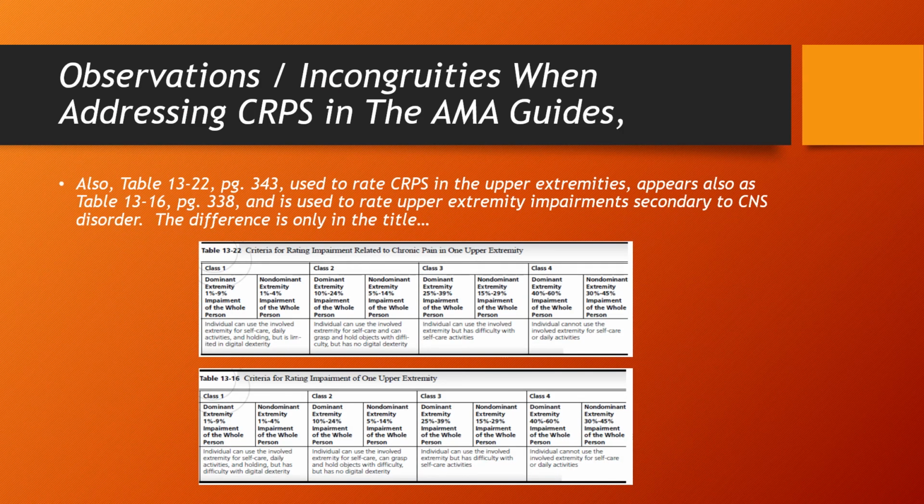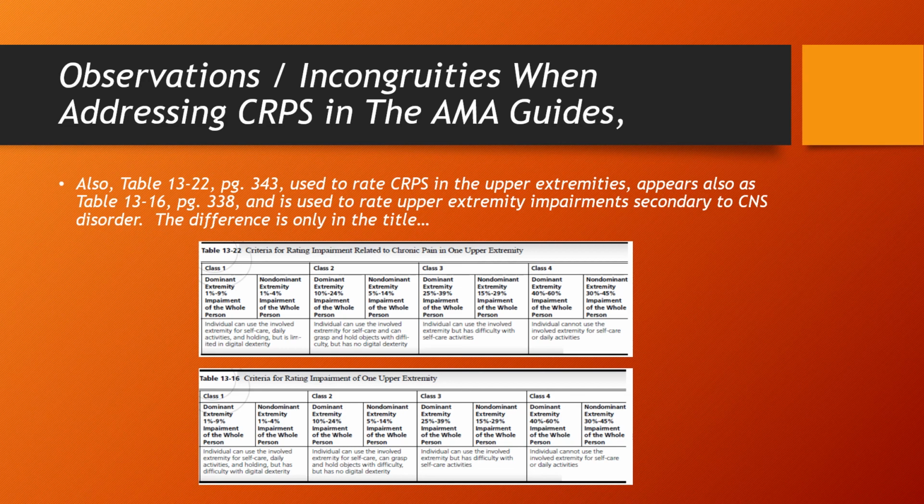Okay, we have one more, I promise. Let's take a look at this one. Now, I'm not stating it's a problem, I'm just making an observation. It appears that the Guides don't differentiate between rating for an impairment of one upper extremity and rating for chronic pain secondary to a central nervous system disorder in one extremity.